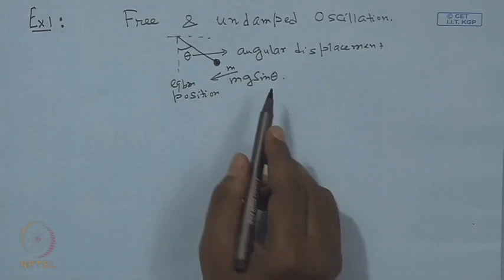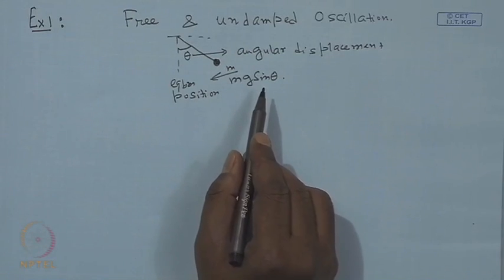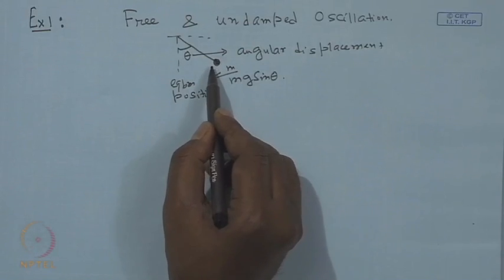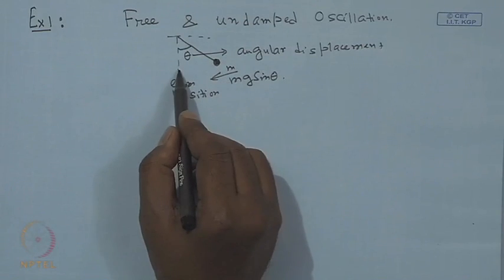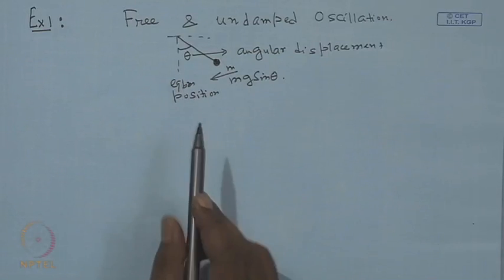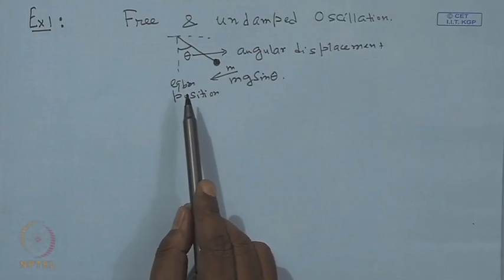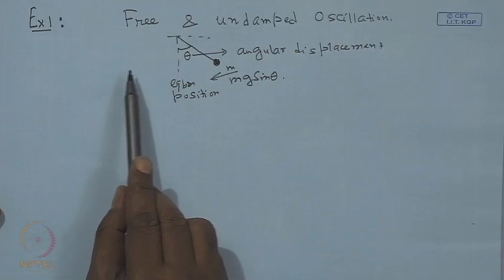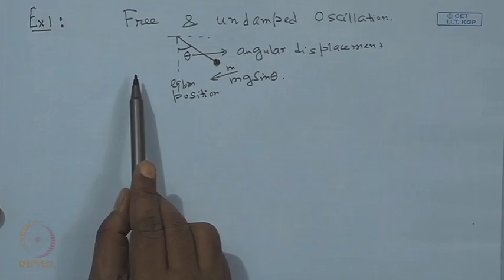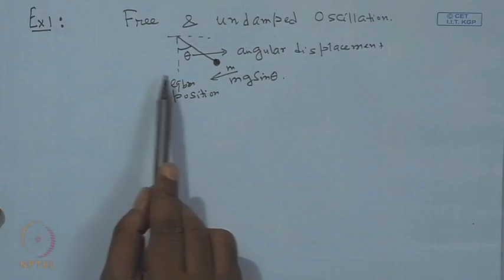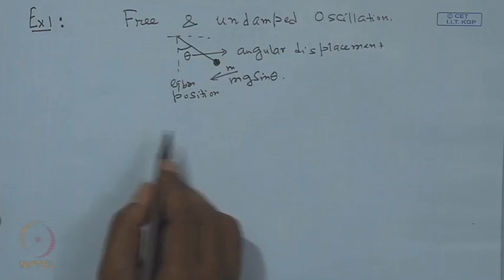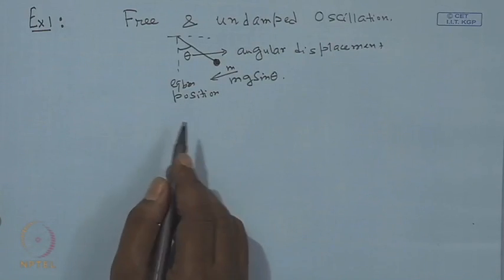Because of the presence of this mg sin theta restoring force, the pendulum will be moving towards the equilibrium position, but it cannot stop there because of the inertia of motion. It moves back to the other side, and again it will be acted upon by the restoring force in the opposite direction towards the equilibrium position, comes back and starts oscillating. Now, let us look into the stability of this system.